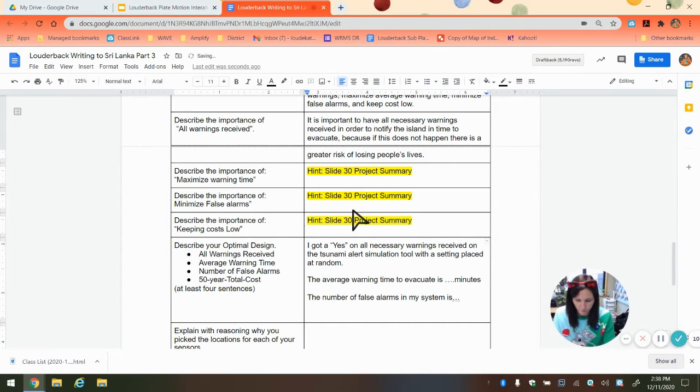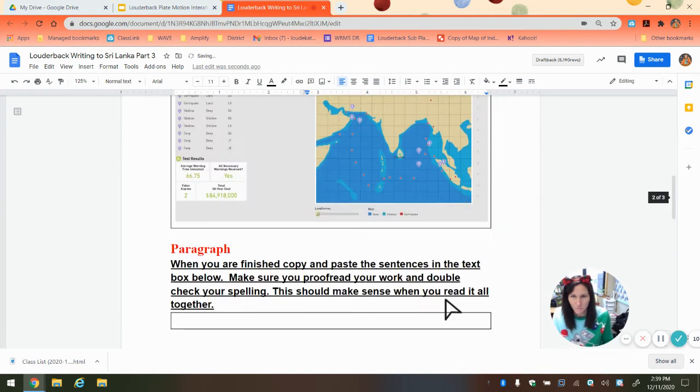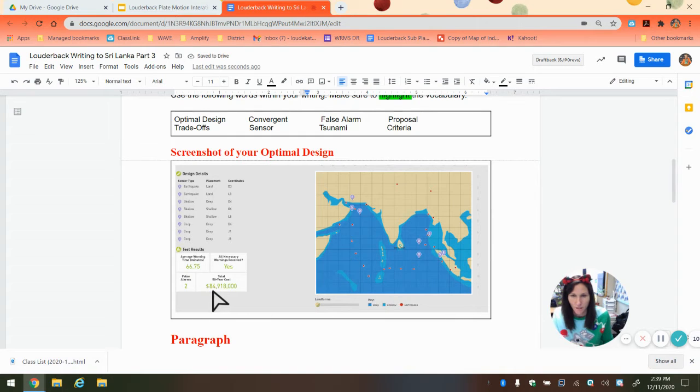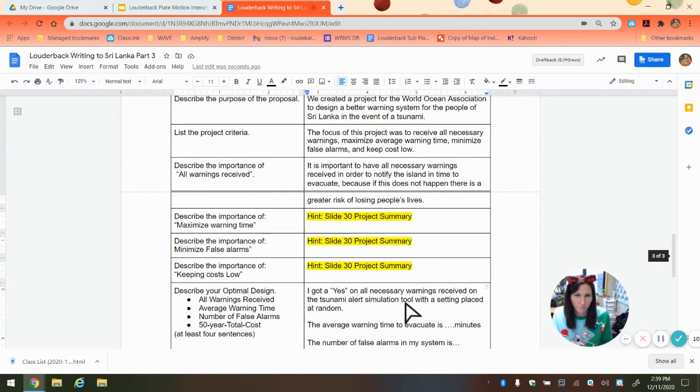And then I'll do the same for the 50-year total cost. Your 50-year total cost is, and then go ahead and you can type out the numbers here, okay? Mine would be, going up to the top, $84,918,000. Okay, that's what I would type out.